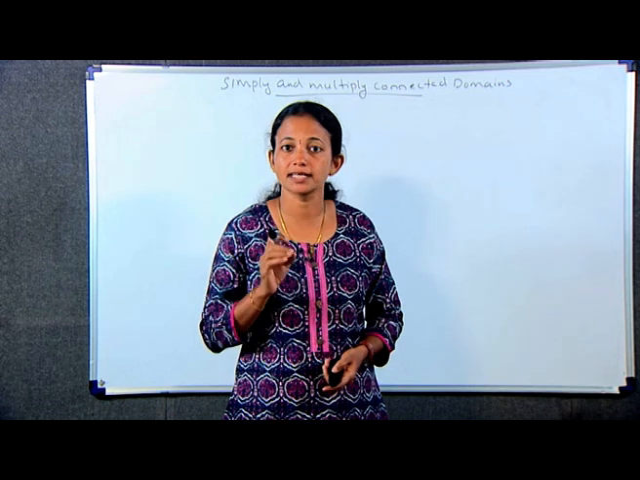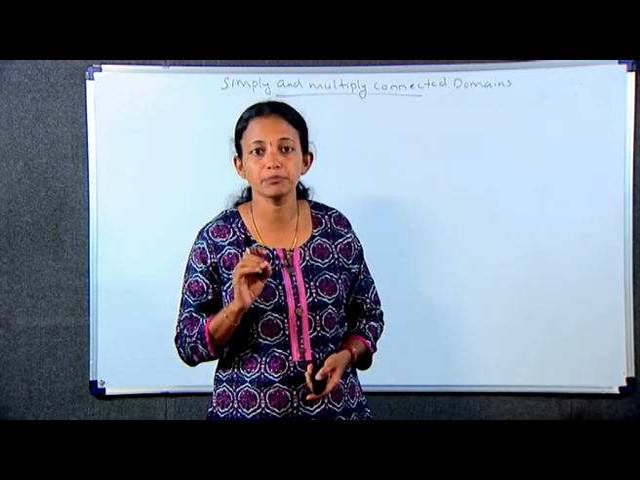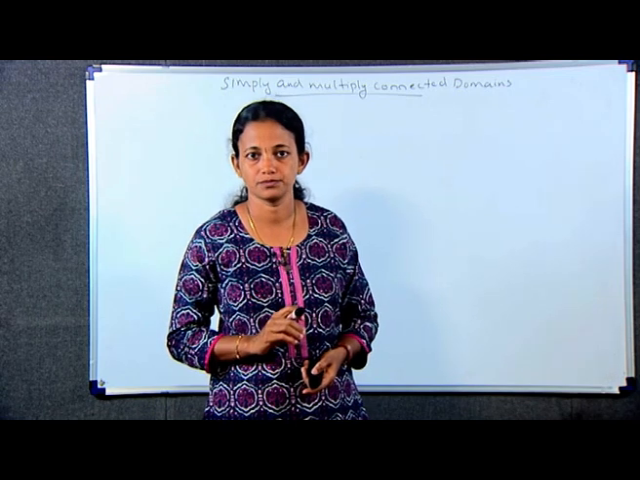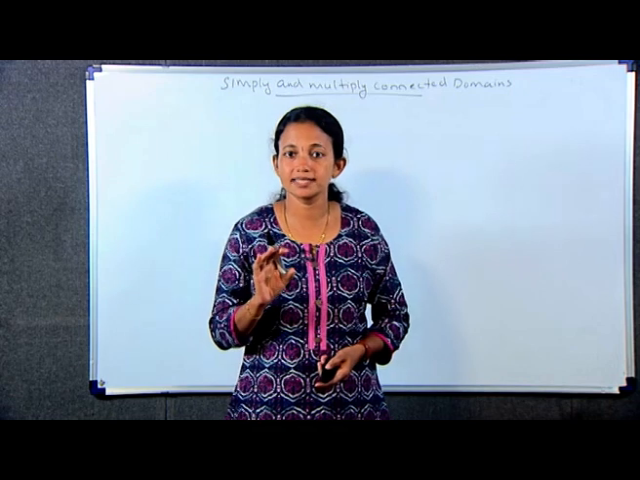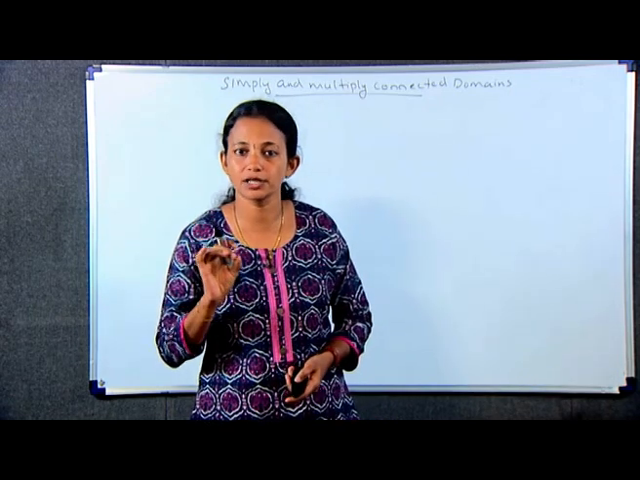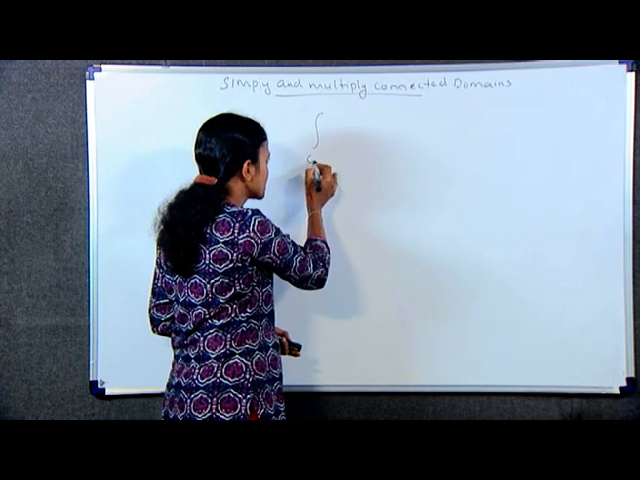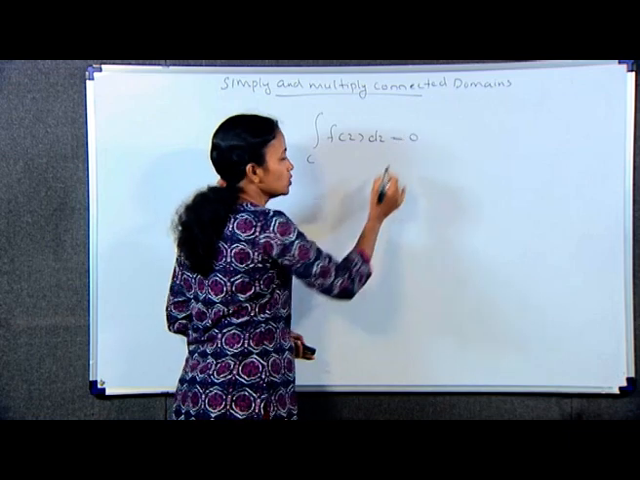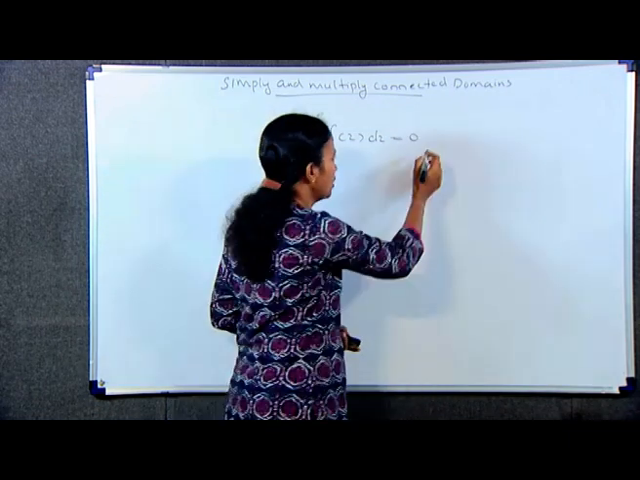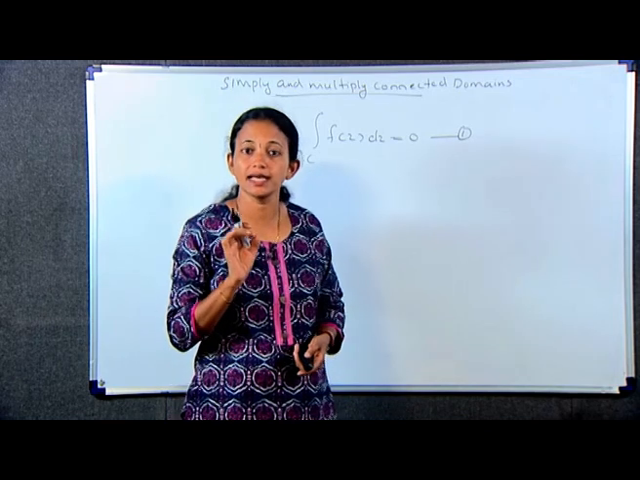The following is an extension of the Cauchy-Goursat theorem involving a simply connected domain. The theorem says that if a function f is analytic throughout a simply connected domain D, then the integral over C of f(z) dz is equal to 0. Equation number 1. This is for every closed contour C lying in D.